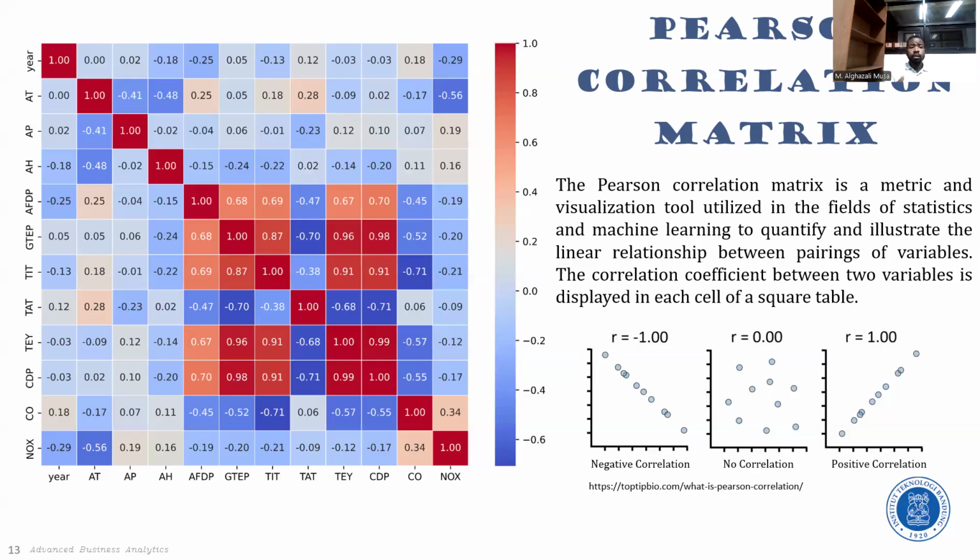So as we are seeing here, the ambient temperature has almost zero correlation with the year, so it doesn't relate to the year. But we have some factors that are intensely correlated with each other, such as TIT and GTEB. They have a strong positive relationship approaching 0.9. Also 0.96 between the energy yield and GTEB, which is also very significant.